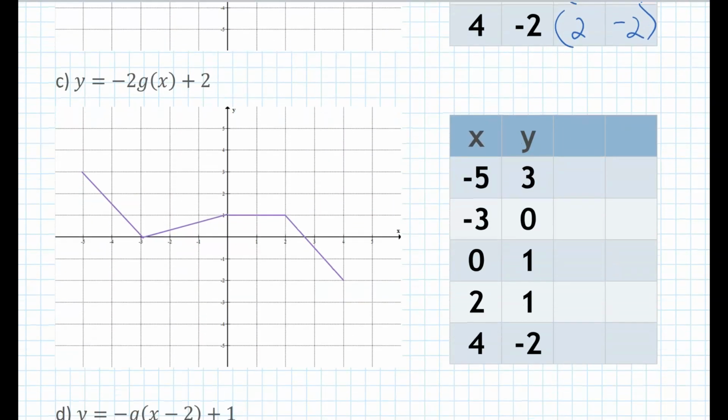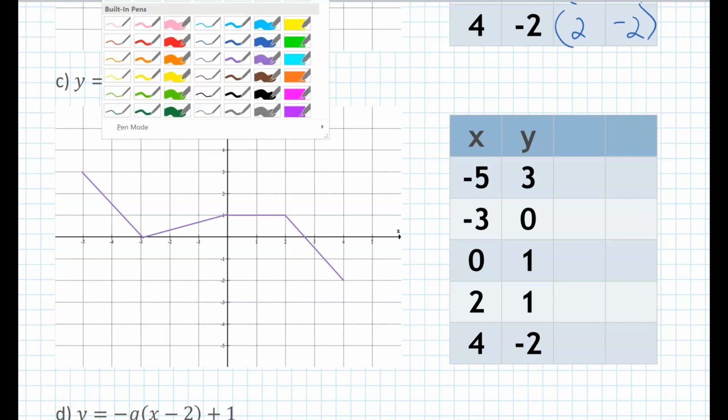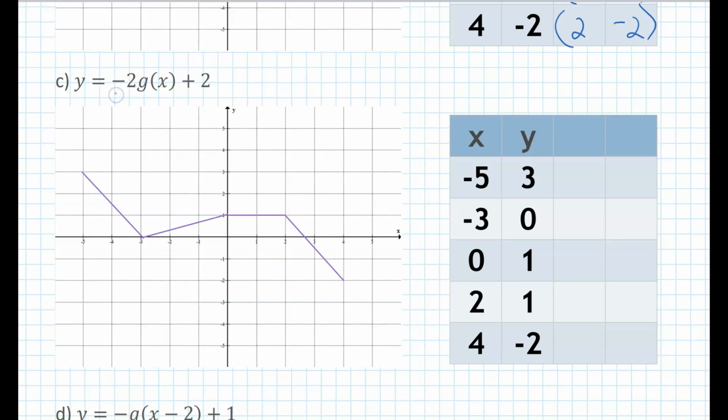Okay, so we have -2 times g of x plus 2. So how many changes are occurring on this transformation? 2. Okay. So here's the thing. Technically, it's not 2, but it's technically 3. However, because of that, we've got the multiplication by the 2 and by -1. We can combine those together.